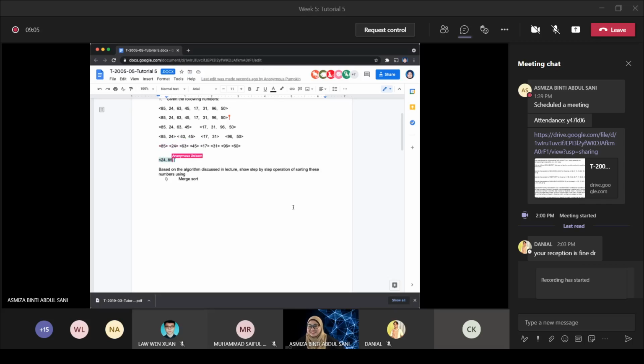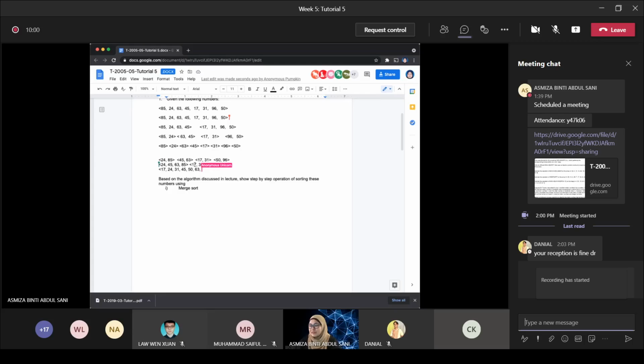You compare between those two elements, and then you get 24 and 85. Then you compare 63 with 45, so we get 45 and 63. Then you compare 17 with 31, we get 17 and 31. Compare 96 with 50, you get 50 and 96. Then after that, we compare. Let me be the voiceover for this. We compare between 24, 85 and 45, 63. We compare 24 and 45, we get 24. Then we compare 85 and 45, we get 45. We compare 85 and 63, we get 63 and 85.